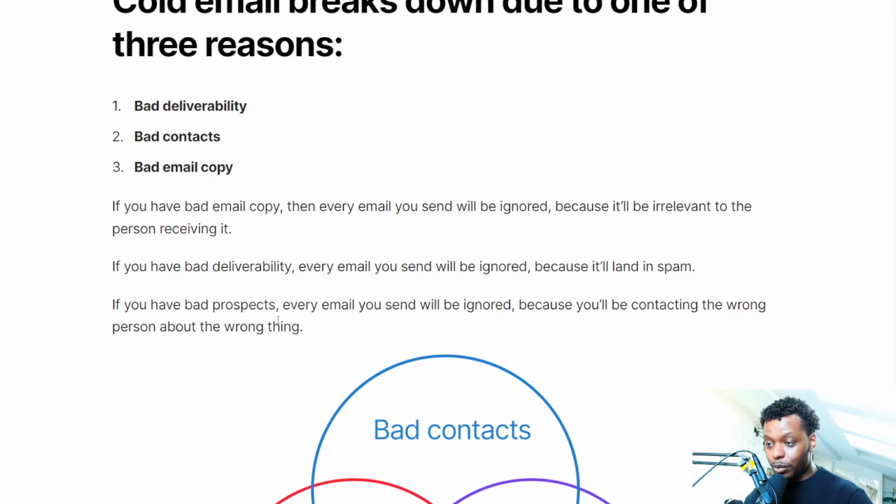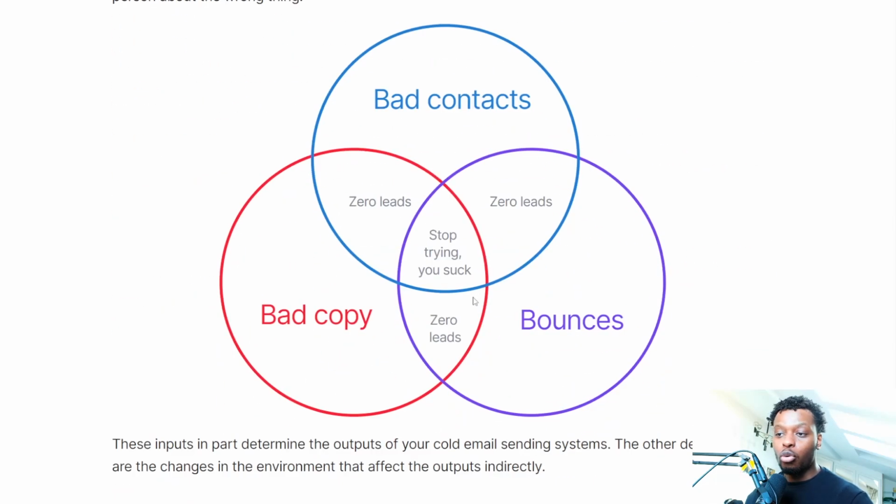And if you have bad prospects, every email you send will be ignored because you'll be contacting the wrong person about the wrong thing. We are going to tackle the last part here, but they all feed in on each other. If you have bad copy and bad contacts, 0 leads. If you have bad contacts and bounces, 0 leads. Bad copy and bounces, 0 leads. If you have any of these in and of themselves, you get less leads than normal. And if you have a problem with all 3, then yeah, you need a lot of help.